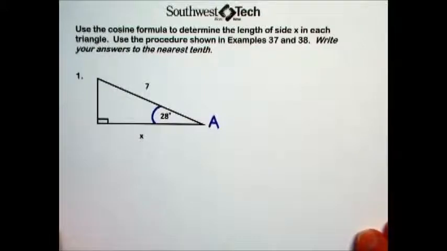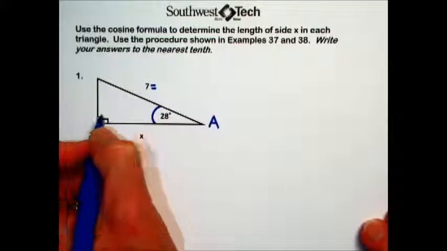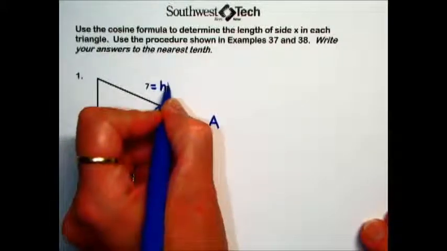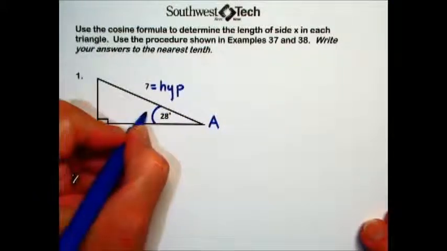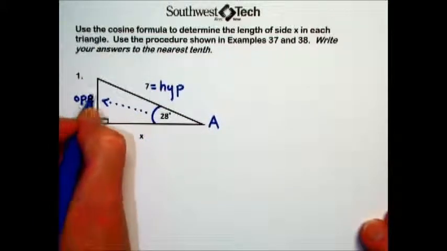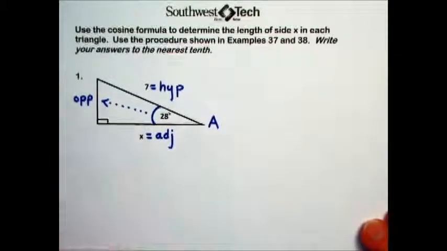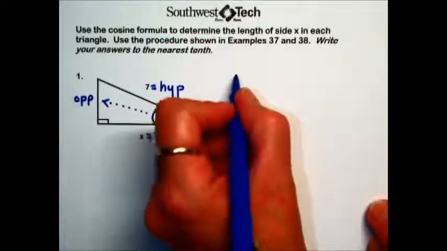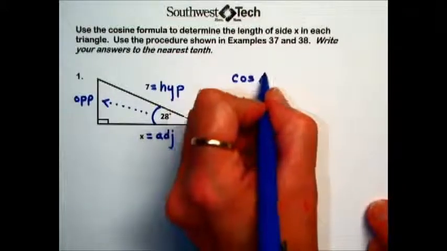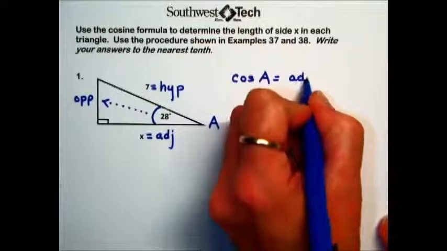We always begin with labeling the sides of the right triangle, starting with the longest side, the side opposite the right angle. We'll label the hypotenuse. From our reference angle, we'll next label the opposite side, and then the third side receives the label of the adjacent. Using the cosine formula, cosine of an acute angle in a right triangle is equal to the adjacent side length over the hypotenuse.